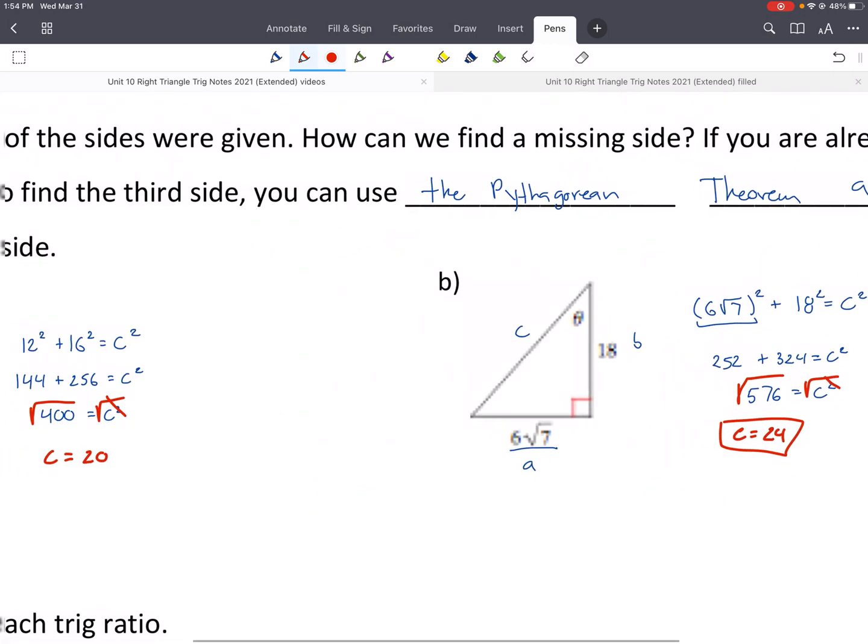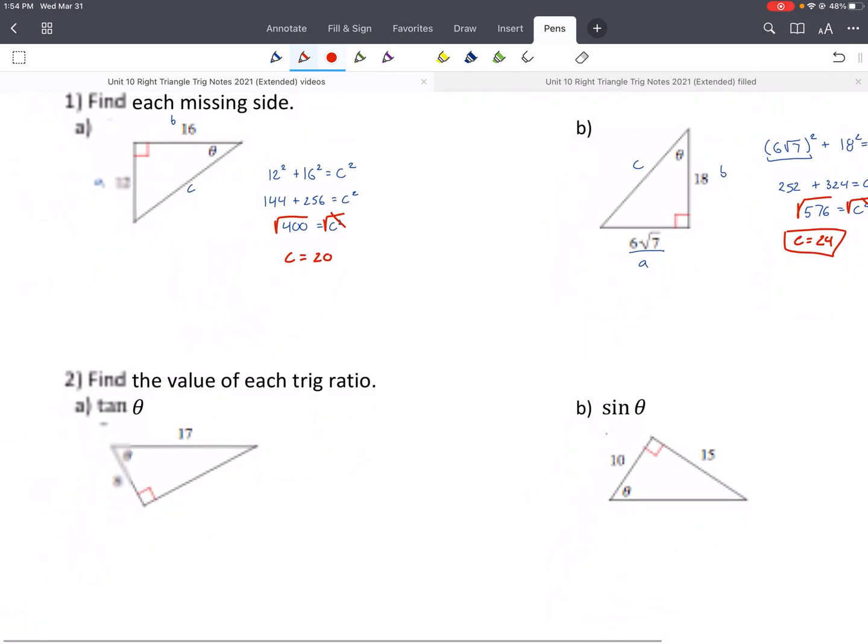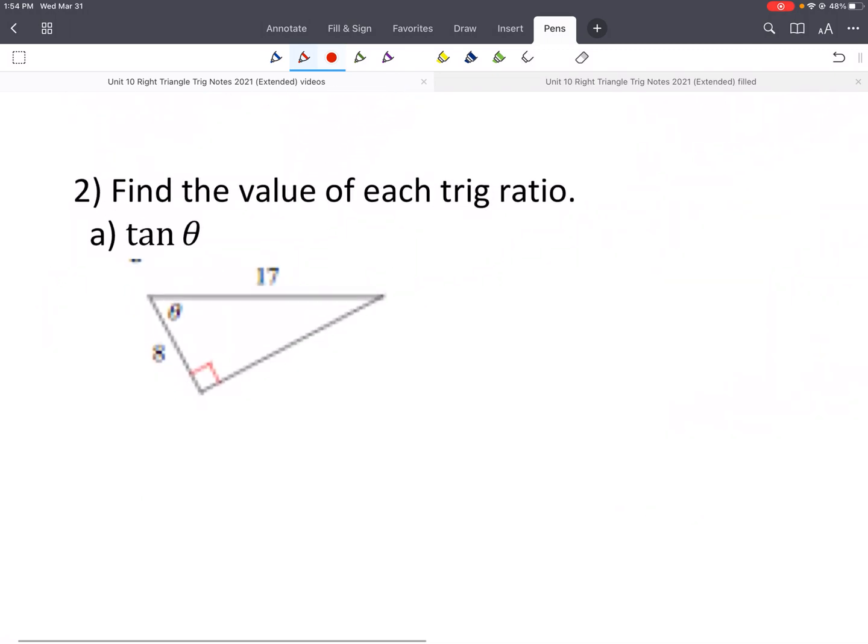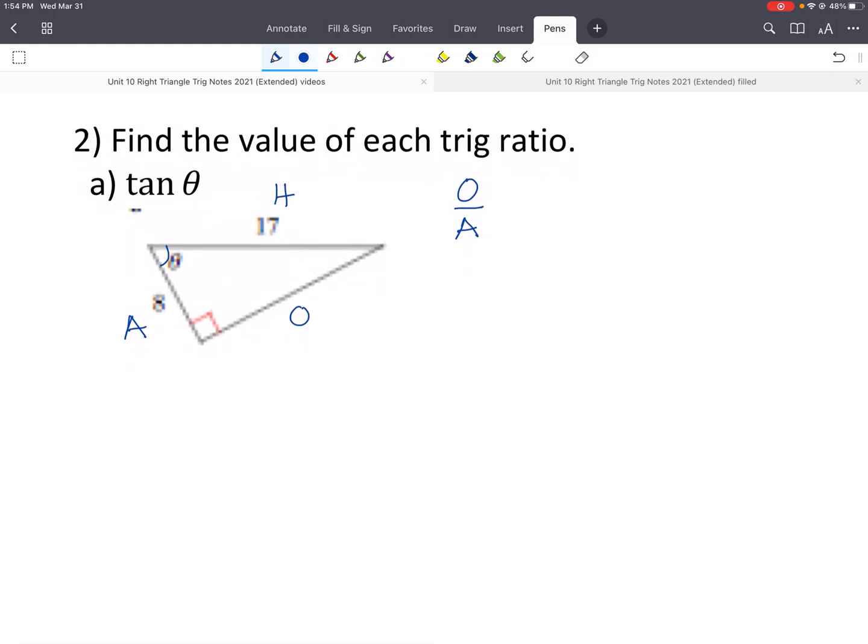So there's a quick review of using the Pythagorean theorem. And why would we want to use that? Well, let's do an example like we did last time. Here's our reference angle. This is our hypotenuse, opposite, and adjacent. They want us to find the trig ratio for tangent of theta. That's opposite over adjacent. But we don't have the opposite, so that's why we'd want to use the Pythagorean theorem. We need to figure that out.